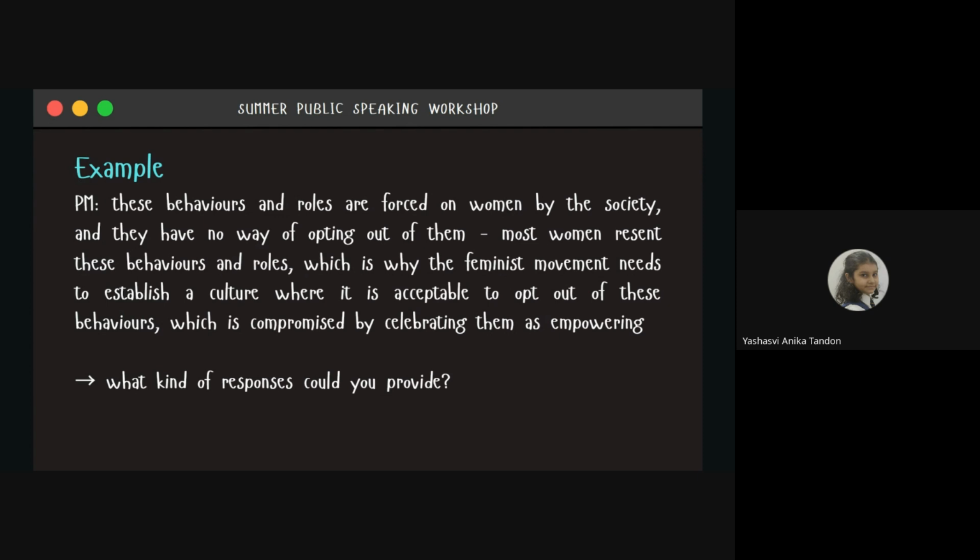Excuse me, sir. You had asked us to provide two kinds of rebuttals, contradiction and alternative. So for alternative, I thought of this: instead of the movement supporting only tomboyish behavior like short hair and not wearing makeup, they can support all kinds of women, those who prefer to grow their hair or don't prefer to grow their hair.